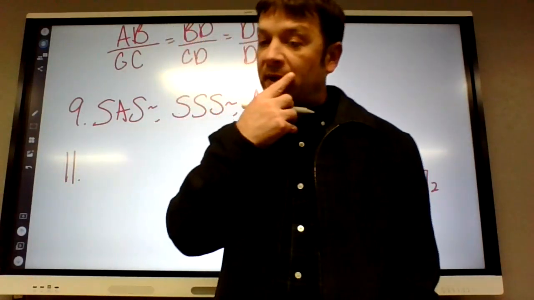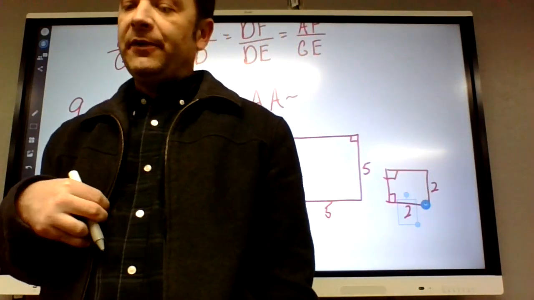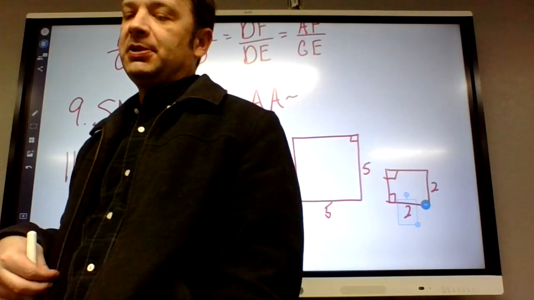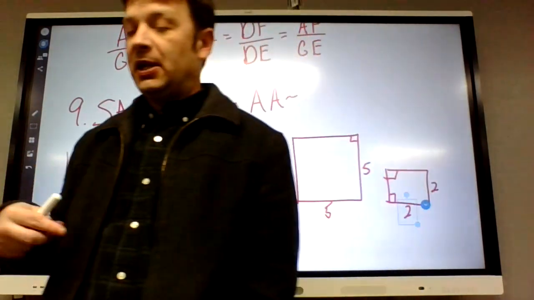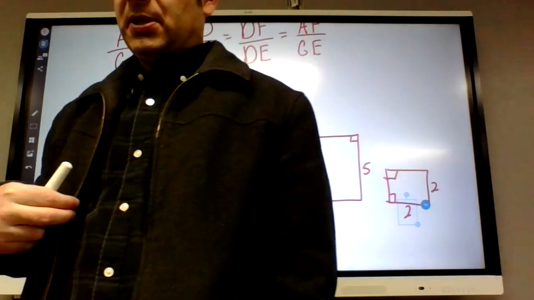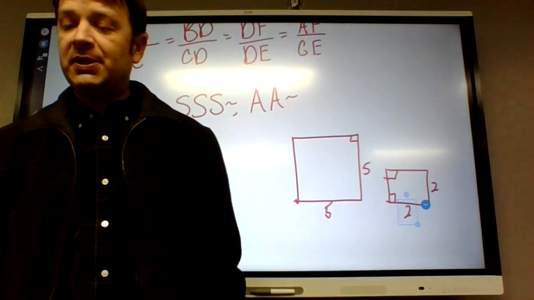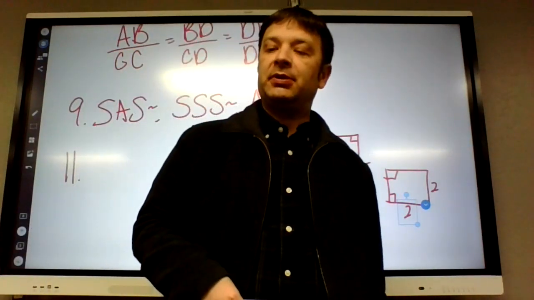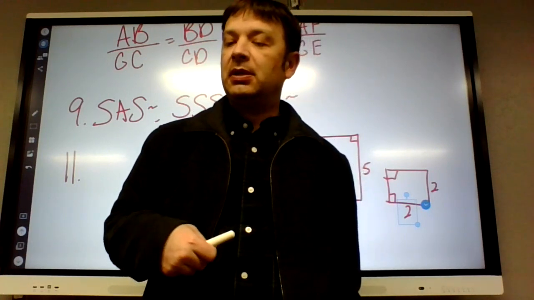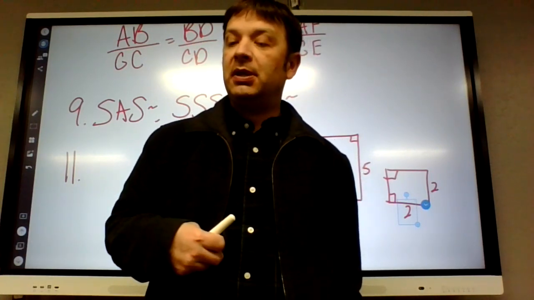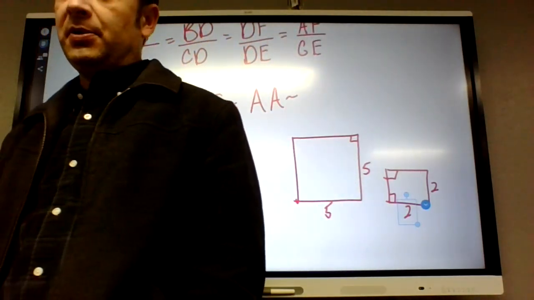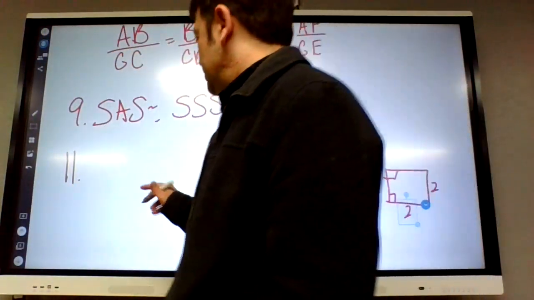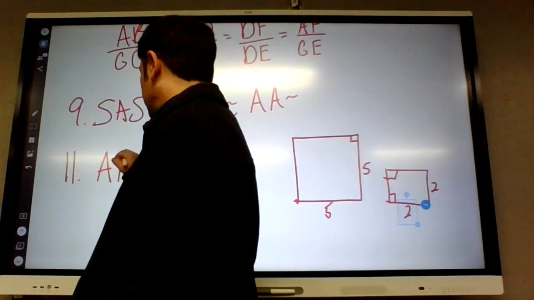Okay, number 11. Do we know if the triangles can be proved similar? Write a similarity statement and name the postulate or theorem that justifies. If not, they can't be proven similar, explain why not. So on 11, do we have enough info to say those two triangles are similar? By what? Angle, angle. They both have a 90. They both have whatever angle A and angle E are. So angle, angle.